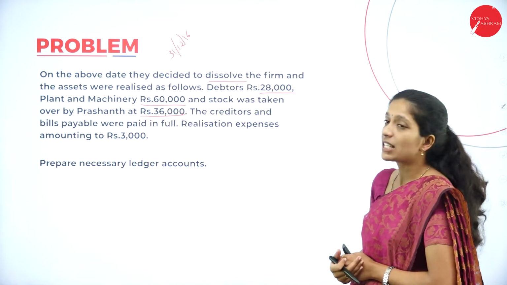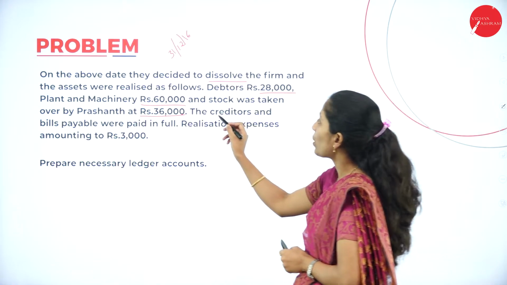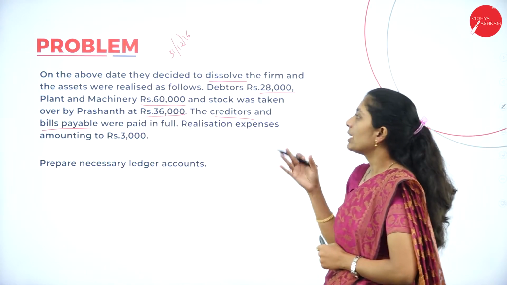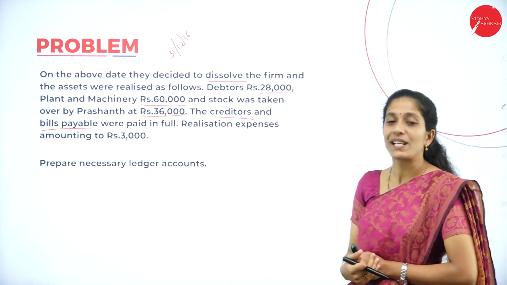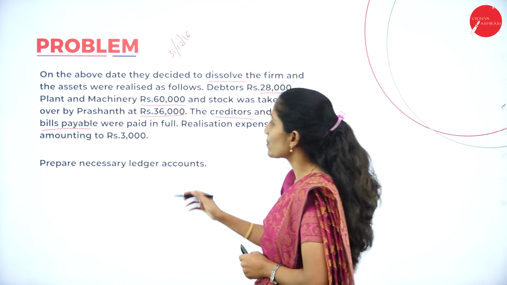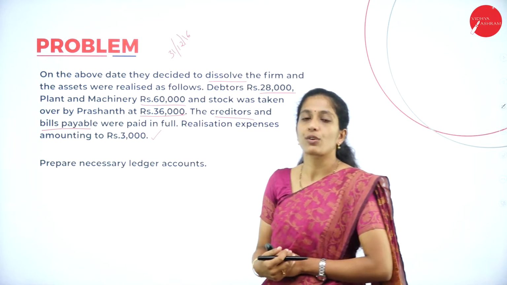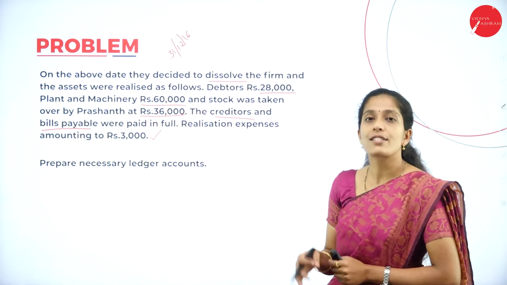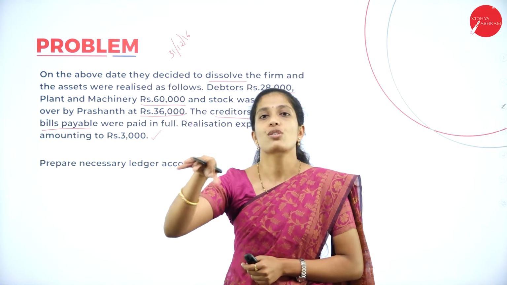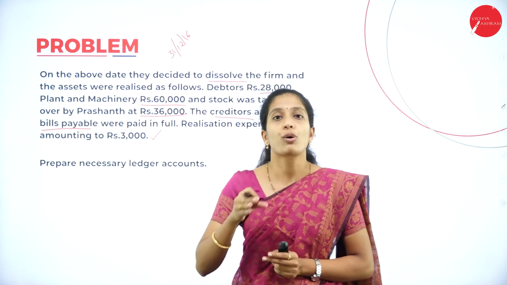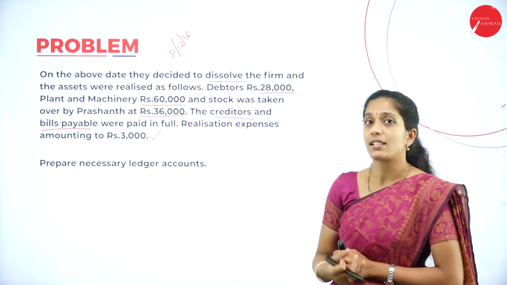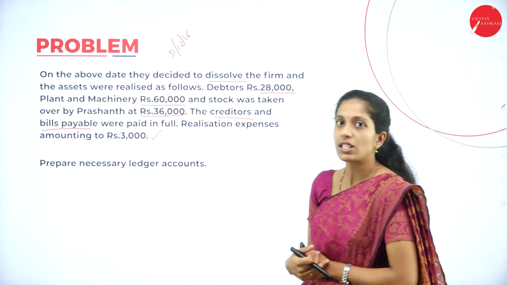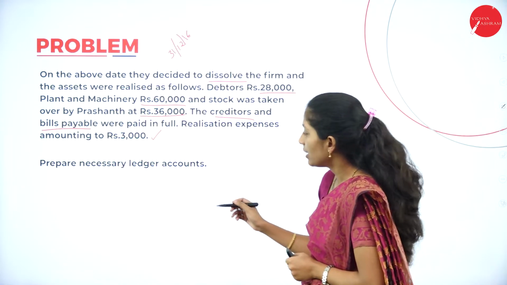The creditors and bills payable were paid in full. So this is a liability, that is creditors and bills payable, they were paid in full. Realization expenses amounting to rupees 3,000. Realization expenses is nothing but dissolution expenses. During the process of closing down of the business, they have incurred certain expenses which are known as dissolution expenses, and the amount is 3,000. Prepare necessary ledger accounts.